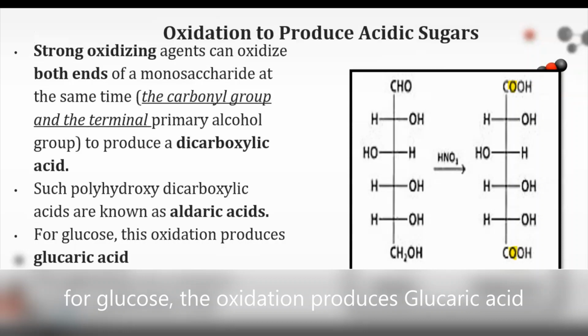What if we made use of a strong oxidizing agent? Strong oxidizing agents can oxidize both ends of the monosaccharide. Let us take a look at the picture.